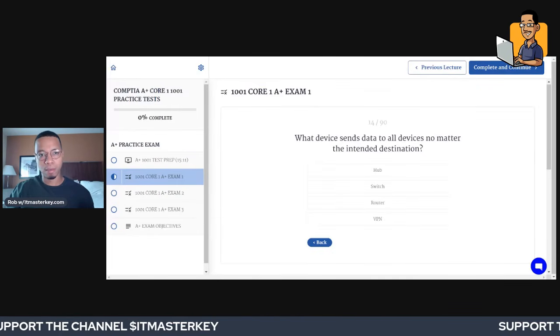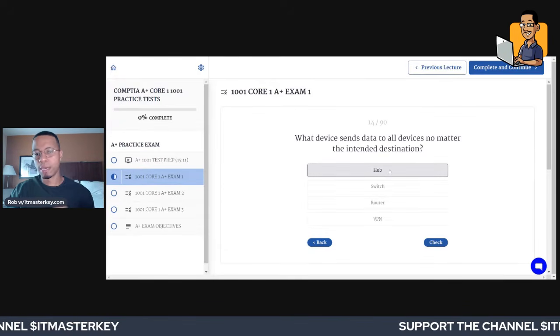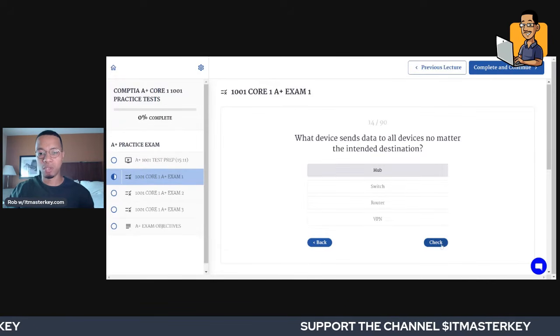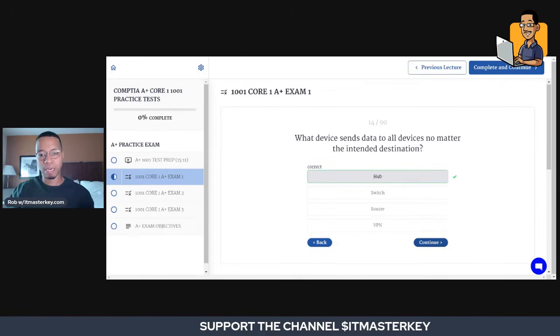So a hub will be known as a dumb device because it will send it to everybody that's connected to it. Okay.